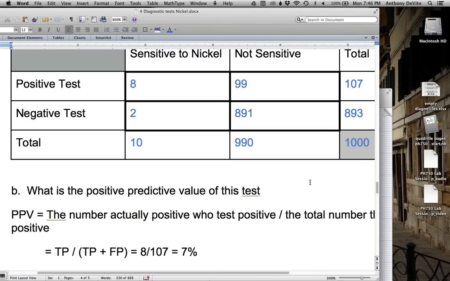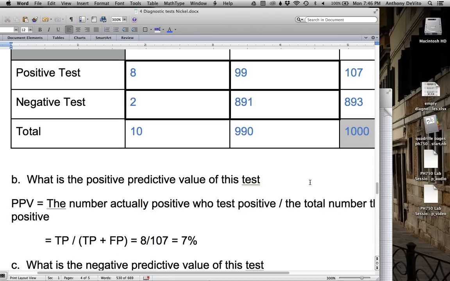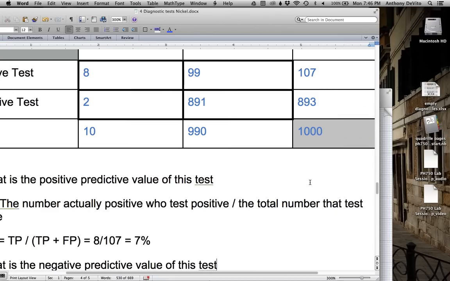What's our negative predictive value while we're at it? I can't hear that. It's too low back there. Forget it. Too many rock concerts, and you got to talk louder than that if you want me to hear that. 891 out of 893. In other words, the number of correct tests, correctly identified people, over the total number of people that tested negative.